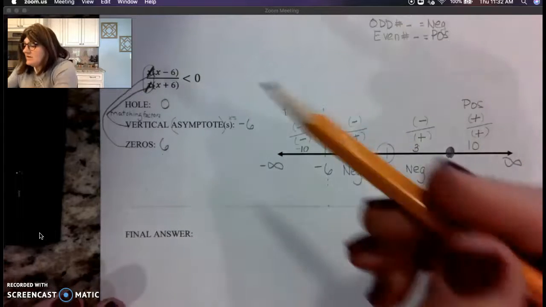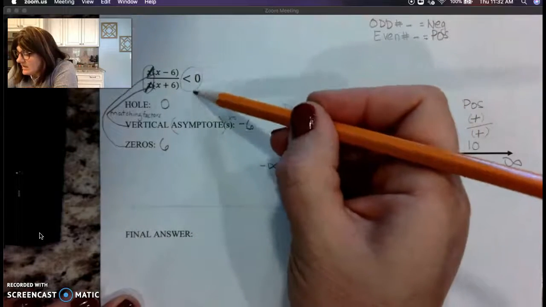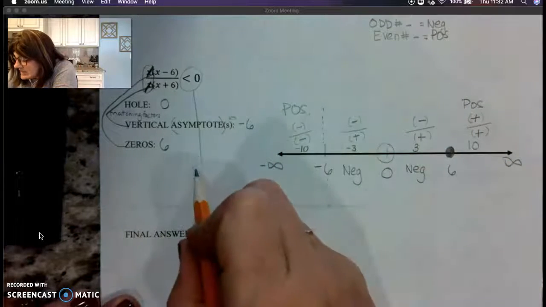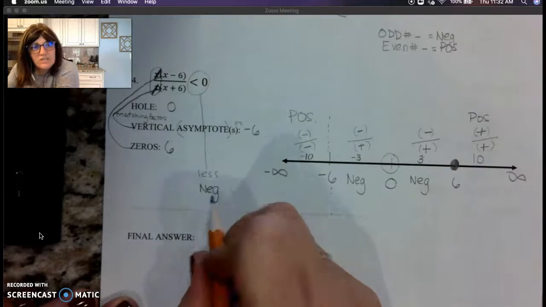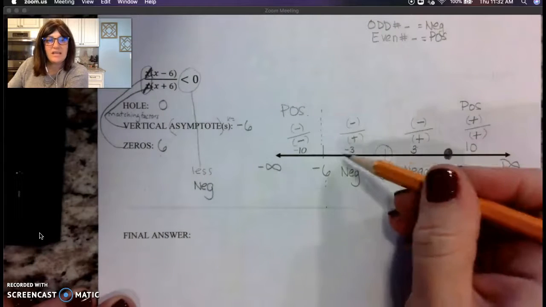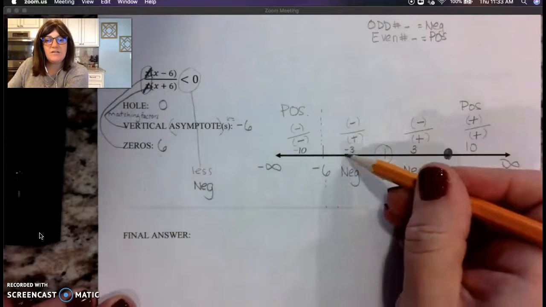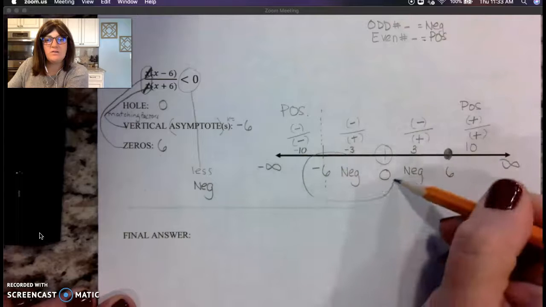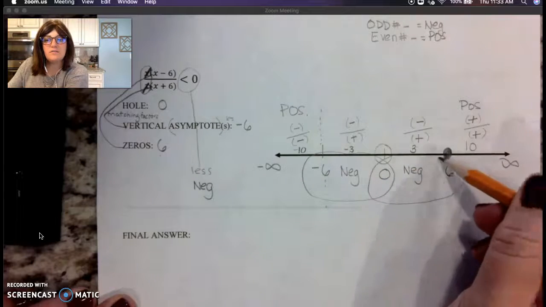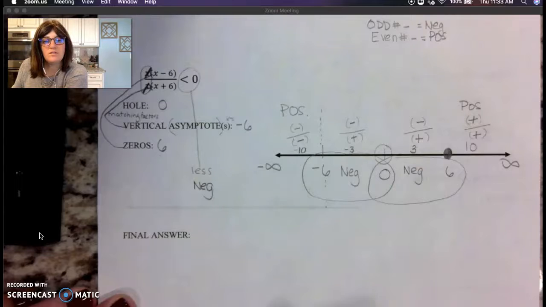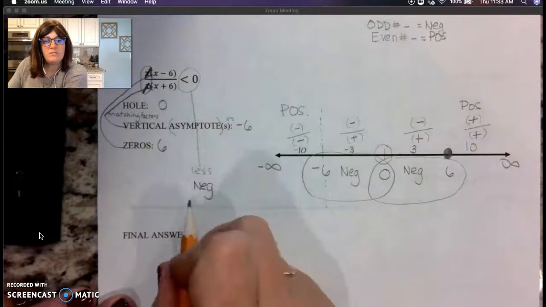All right, so now we look at the inequality. It looks like an L. It is less than, so I want the negative regions. The negative regions are right here, so use the numbers below. And right here, use the numbers below. I want to use parentheses.